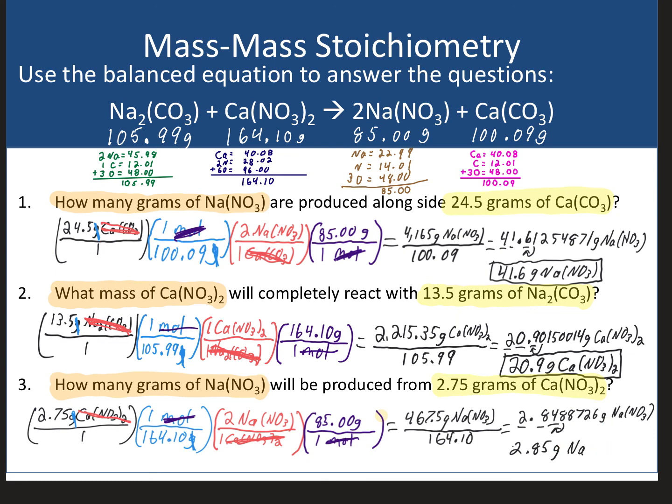of sodium nitrate. Right? Every single time, every single mass to mass stoich, 1 mole over the formula mass of your given chemical. Change your chemicals using the coefficients in the balanced equation. Formula mass of the wanted chemical over 1 mole. This will get you the right answer each and every time.